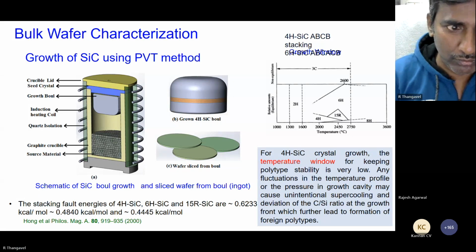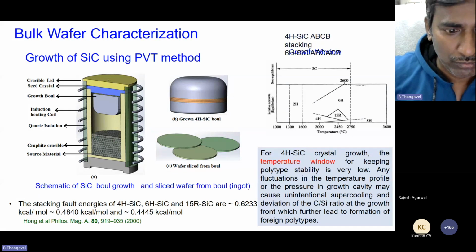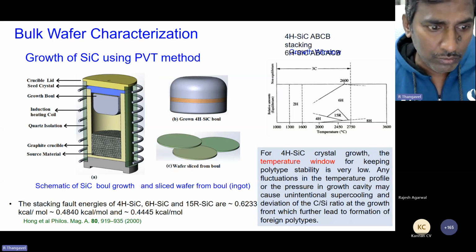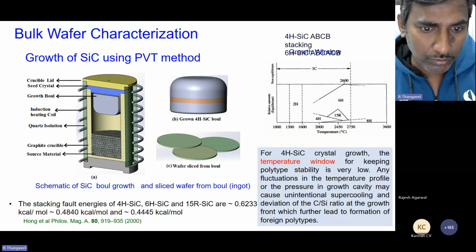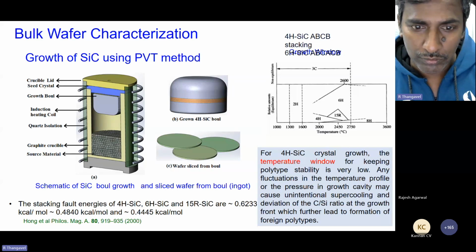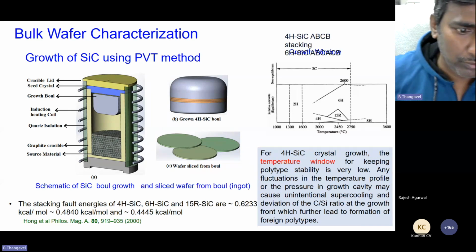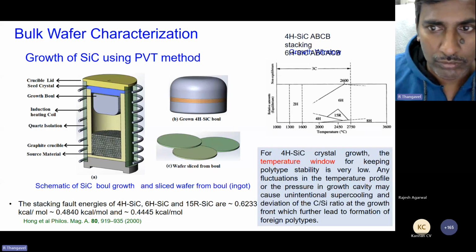So the temperature should be highly stabilized, and the carbon to silicon ratio is also very important. To reduce the foreign polytypes, temperature stability and carbon to silicon ratio are very important.